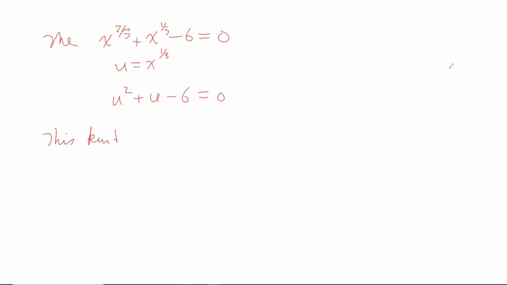So the equation we had here can be solved using an intermediate variable. We set u equal to x to the 1/3. Now we change this into an equation involving u that is quadratic. So this kind of equation is called quadratic type. It's not a quadratic equation, but it's a quadratic type, okay?